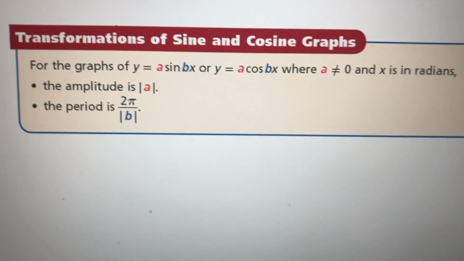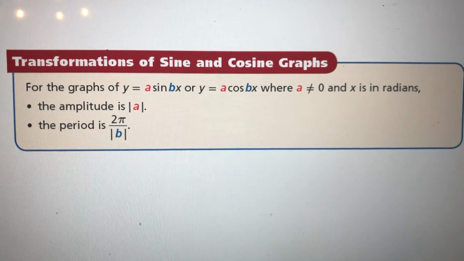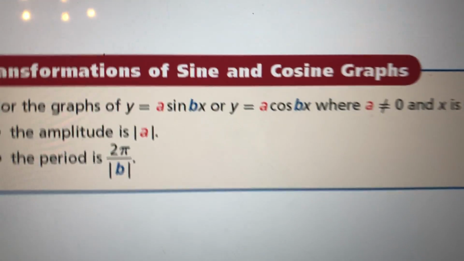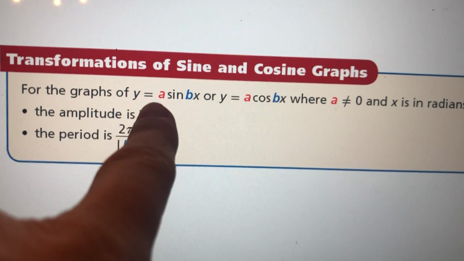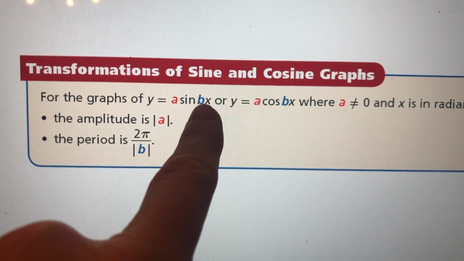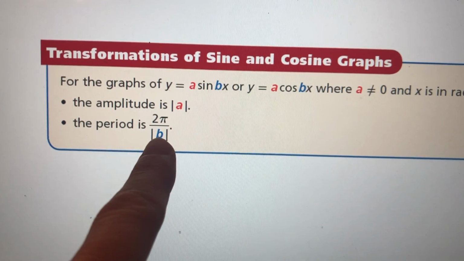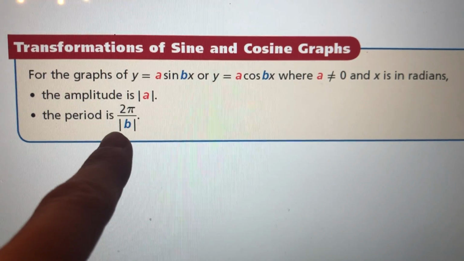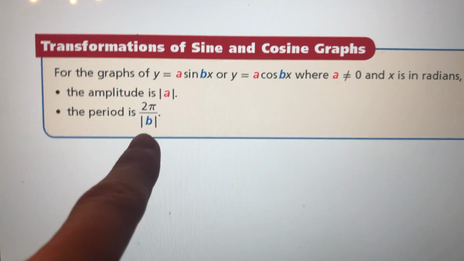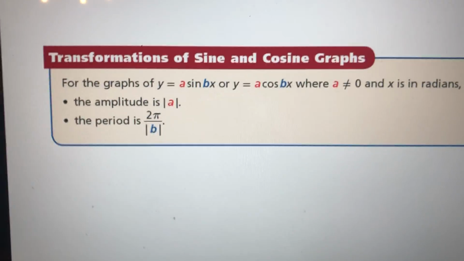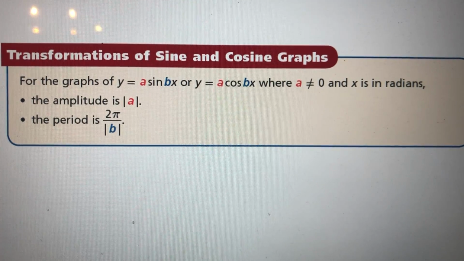So today we are going to be identifying the period and amplitude of sine and cosine functions given the function, okay? And for the graphs of our parent functions, the absolute value of a is your amplitude. Whatever is in the coefficient of x is what's going to determine your period. So the period is 2 pi over the absolute value of b, and this is when x is in radians, all right? This is going to be on each slide, so you can copy down these notes.